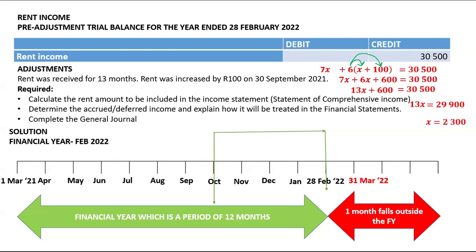So your rent from March, April, May per month was 2,300. But thereafter, it increased by 100 rand, so it was 2,400. Meaning that even for March, it was 2,400.